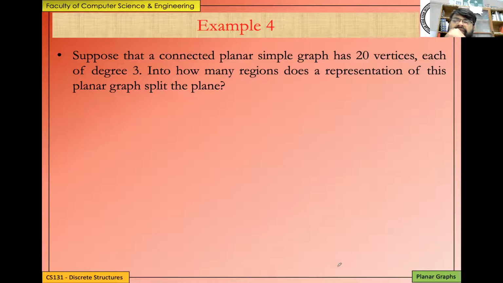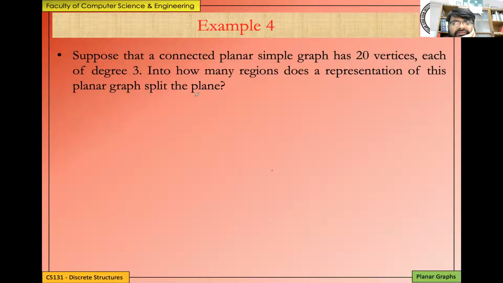And we know that the graph is connected and a planar simple graph. So it will have 60 minus 20, which is basically, if you know, the sum of all the degrees is twice the number of edges. So the number of edges in the graph is then 30. And 30 minus 20 plus 2 gives you 10, plus 2, 12. So it will split into 12 different regions. And we'll see this in the example here.